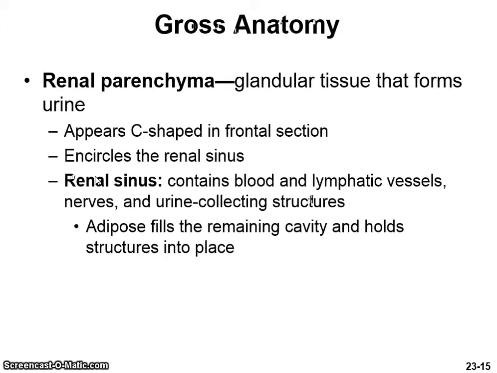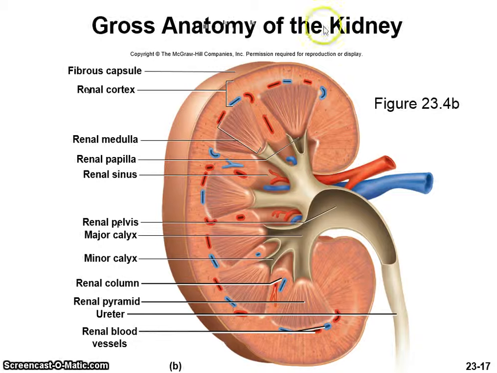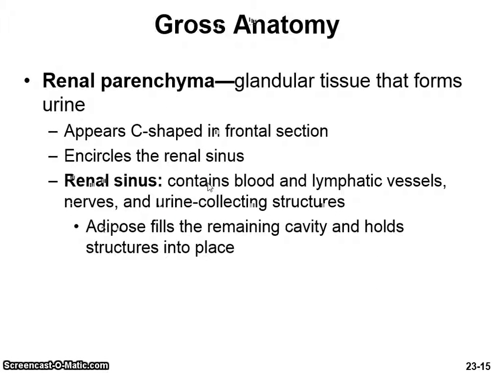And here we have the renal parenchyma. Parenchyma in any organ is the functional part of the organ. So it's going to be this part right here. That's going to be the parenchyma, or the functional unit. So glandular tissue that forms urine appears C-shaped in frontal section and encircles the renal sinus.